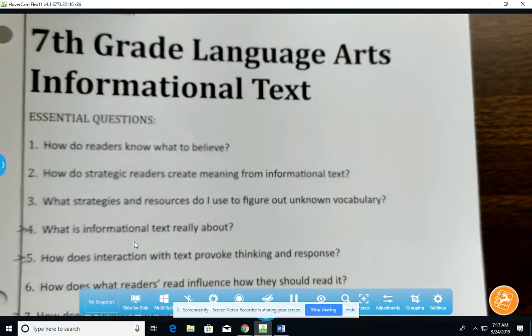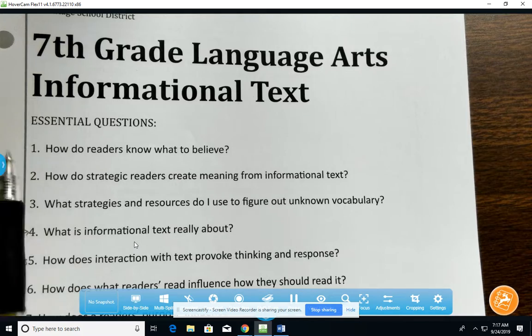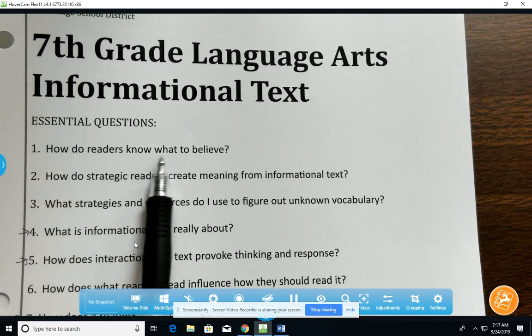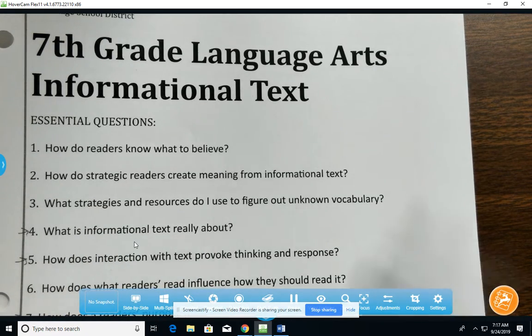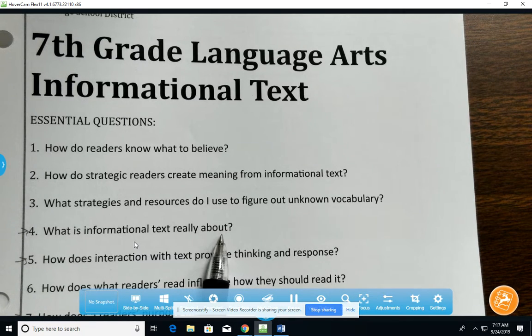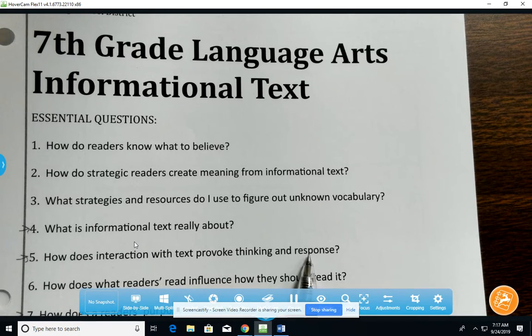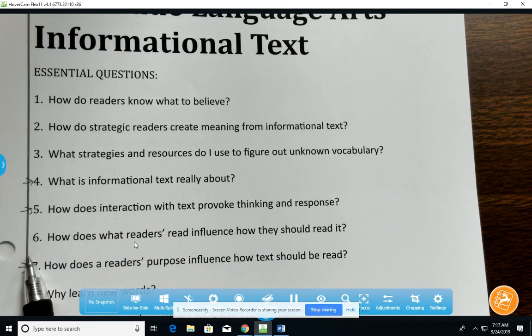Hello. Today for reading class, we're in the informational text packet again. We're going to look at question 1, how do readers know what to believe? Question 4, what is informational text really about? Question 5, how does interaction with text provoke thinking and response? And question 6, how does what readers read influence how they should read it?